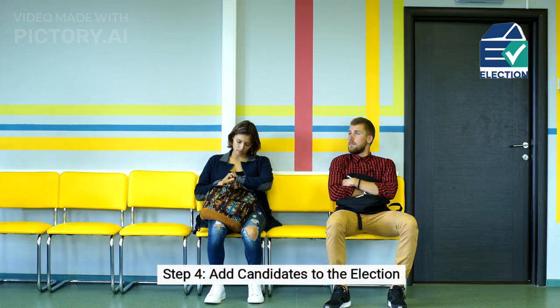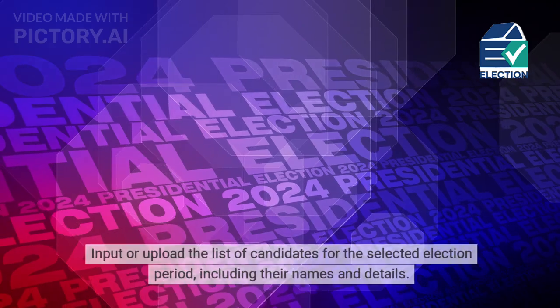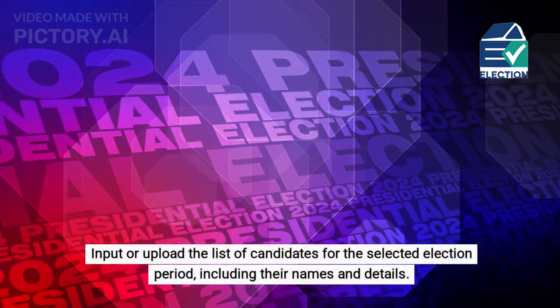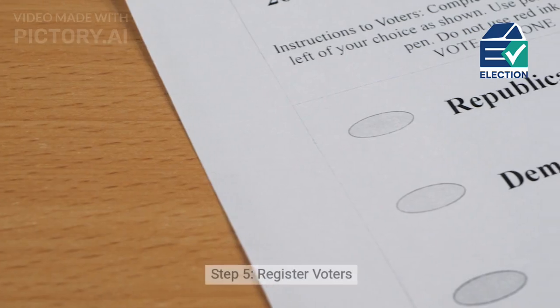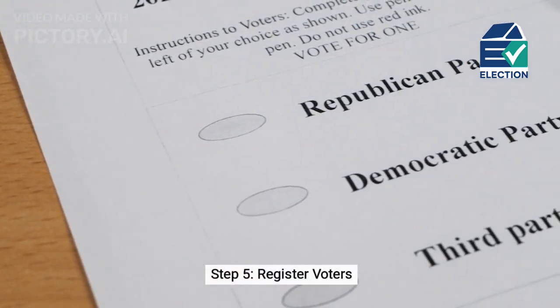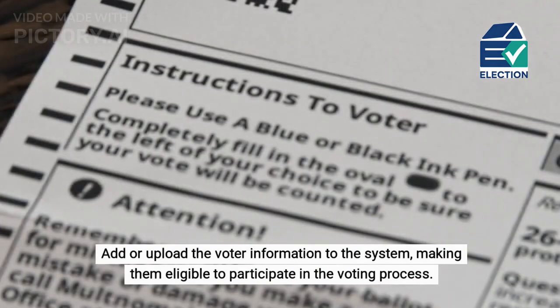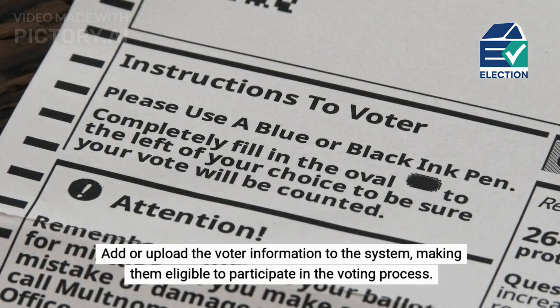Step 4. Add candidates to the election. Input or upload the list of candidates for the selected election period, including their names and details. Step 5. Register voters. Add or upload the voter information to the system, making them eligible to participate in the voting process.